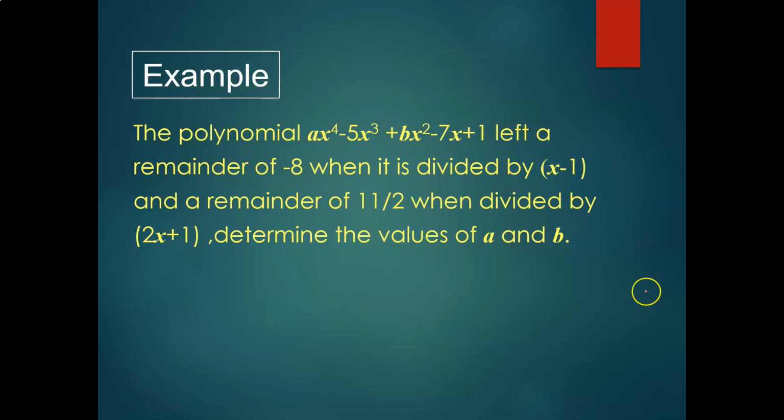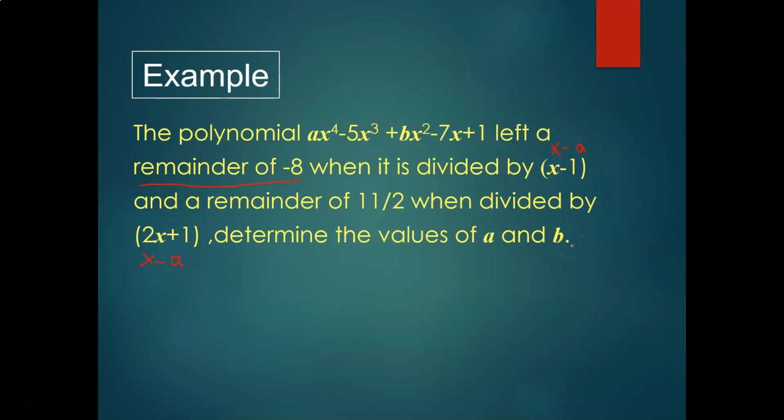Okay, more example. The polynomial ax blah blah blah left a remainder of negative 8 when it is divided by x minus 1. Ni dia punya divisor, x minus 1, which is actually equal to x minus a. And a remainder of 11 over 2 when divided by 2x plus 1. So, kita kena pecahkan juga ni, tulis dalam bentuk x minus a. Determine the values of a and b.